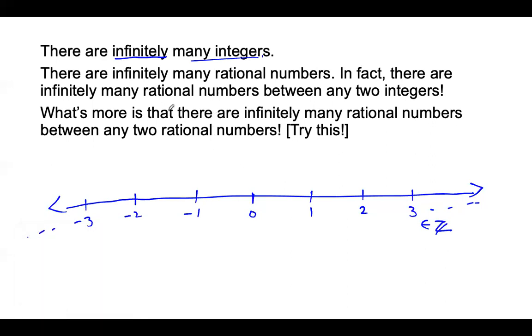There are also infinitely many rational numbers. In fact, there are infinitely many rational numbers between any two integers. So between 0 and 1, there's a half. That's a rational number. Between 0 and a half, there'd be 1/4. And then between that, 1/8, etc.